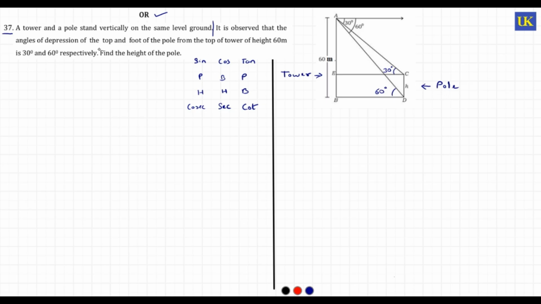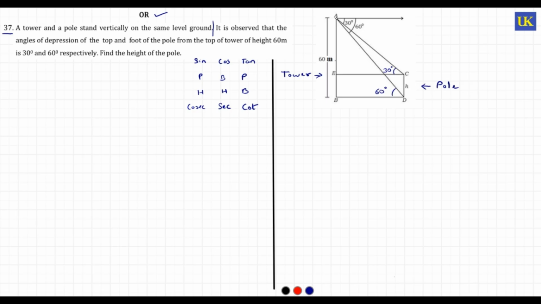It is observed that the angles of depression of the top and the foot of the pole from the top of the tower of height 60 meter are 30 and 60 degree respectively. So towards the top of the pole, the angle is 30 degree from the top of the tower, and towards the bottom of the pole, the angle is 60 degree.